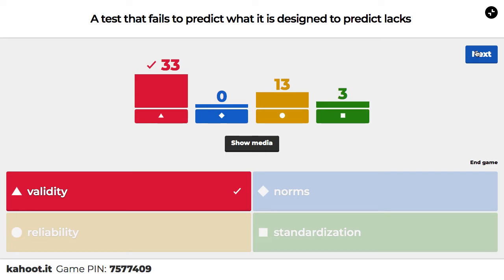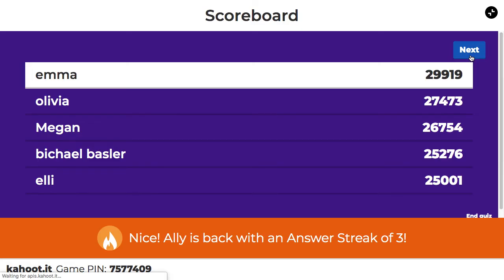Now, to remember these, validity is going to be when it actually measures what it says it's measuring. So for an aptitude test, if it predicts how you're going to do in college, does it actually predict how you're going to do in college? That would be validity. Reliability would be consistency. Every single time I take the test, am I getting similar results? If so, then it would have reliability.